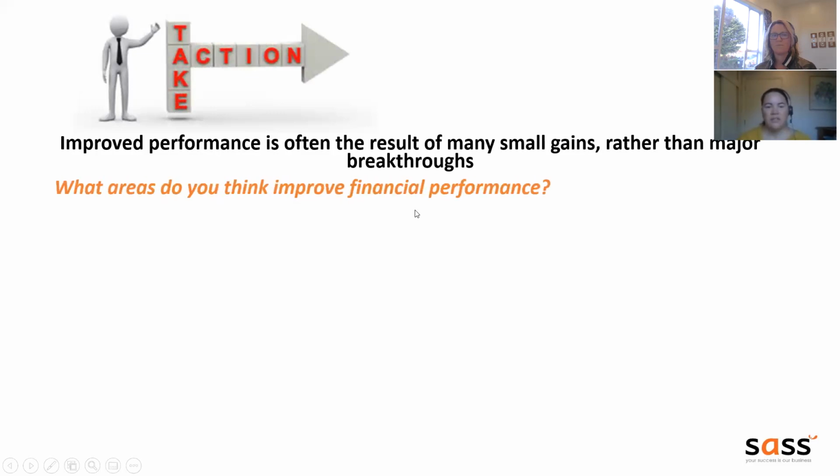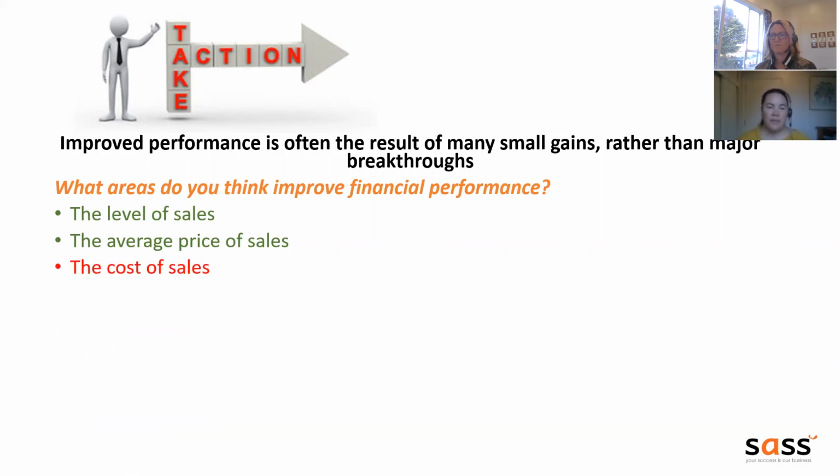So what areas do you think improve financial performance? The level of sales, the average price of that sale. I think these would improve financial performance. The cost of the sale, so the cost of the product that is costing us to on-sell. The level of our overheads. So again, we're talking about bank fees, advertising, etc.